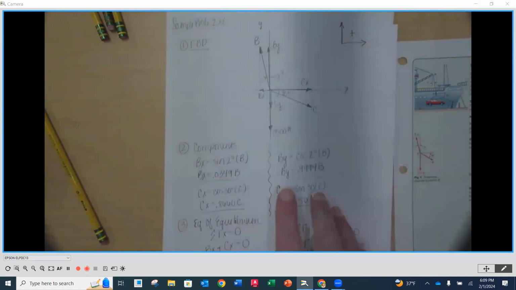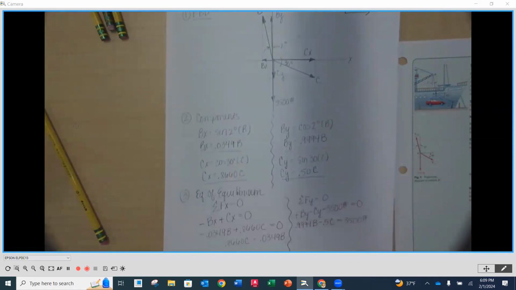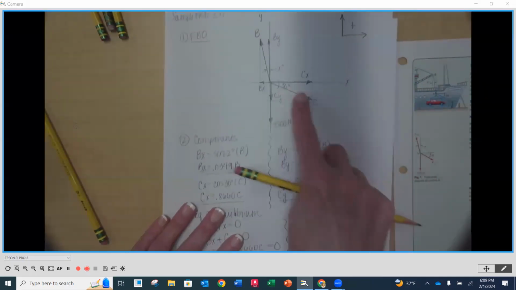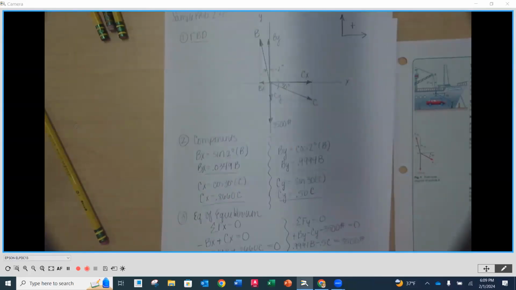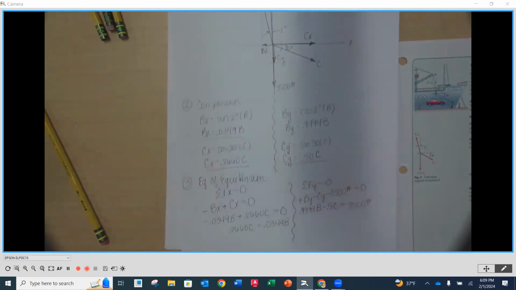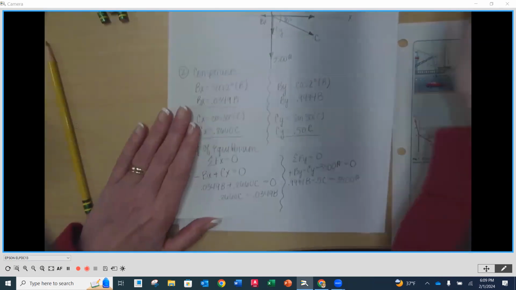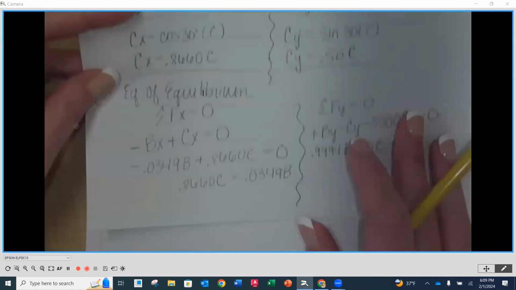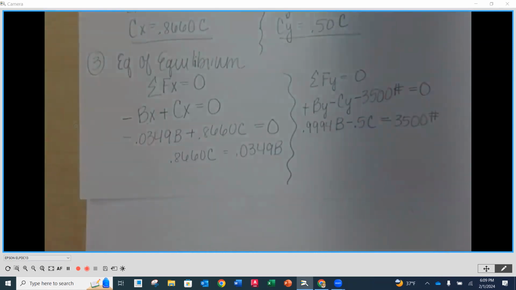Once we have that in place, we're ready to solve for our components. Now, in this case, we didn't have numbers for the resultant forces of B and C. So we had to put each one of those components in terms of their hypotenuse. Now, why did we do that? I can explain why we did it. After we've got our components, we're going to use the equations of equilibrium to help us solve for our unknown variables.